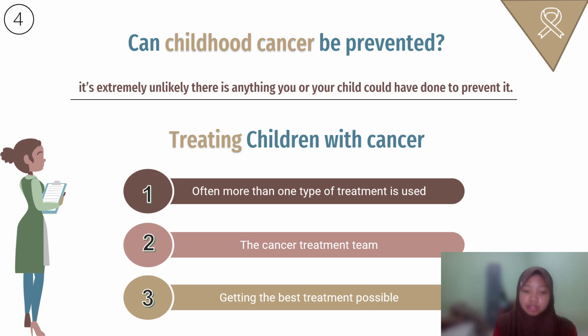So, can childhood cancer be prevented? Unlike many cancers of adults, lifestyle-related risk factors such as smoking don't play much of a role in a child's risk of getting cancer. A few environmental factors such as radiation exposure have been linked with an increased risk of some childhood cancers, but in some cases exposure to radiation might be unavoidable, such as if the child needs radiation therapy to treat another cancer. If your child does develop cancer, it's important to know that it is extremely unlikely there is anything you or your child could have done to prevent it.